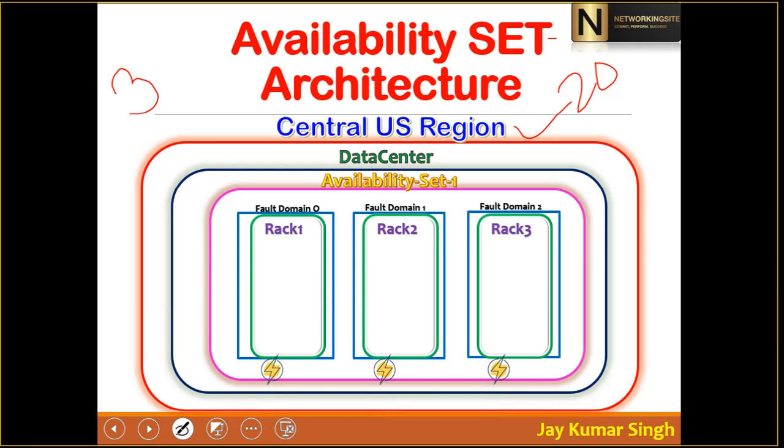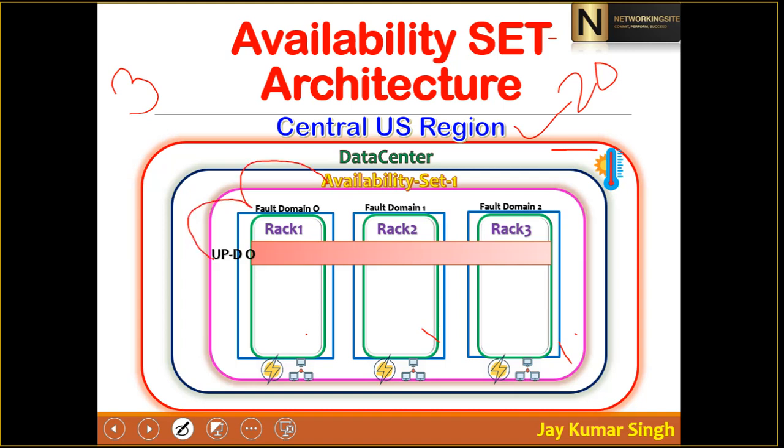Now all racks will have a separate power connection and separate networking, while cooling is shared for the data center. Separate means cooling is for the data center, but power and networking are separate for every rack. As I told you, whenever you create an availability set, you have to select how many fault domains you want and how many update domains you want. In this example I have created 3 fault domains and 3 update domains.